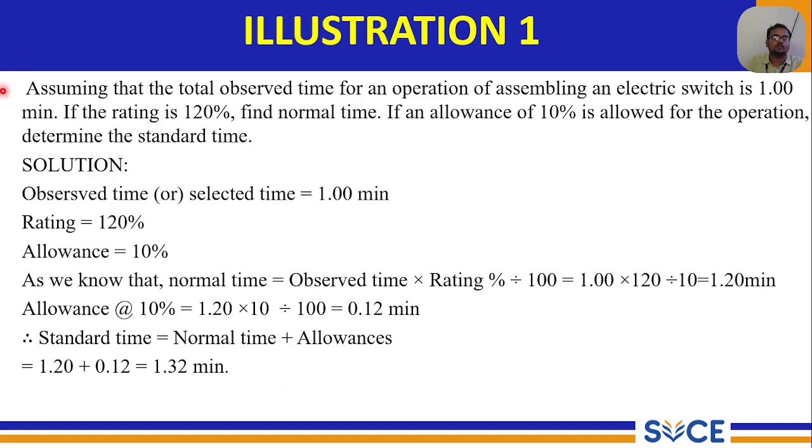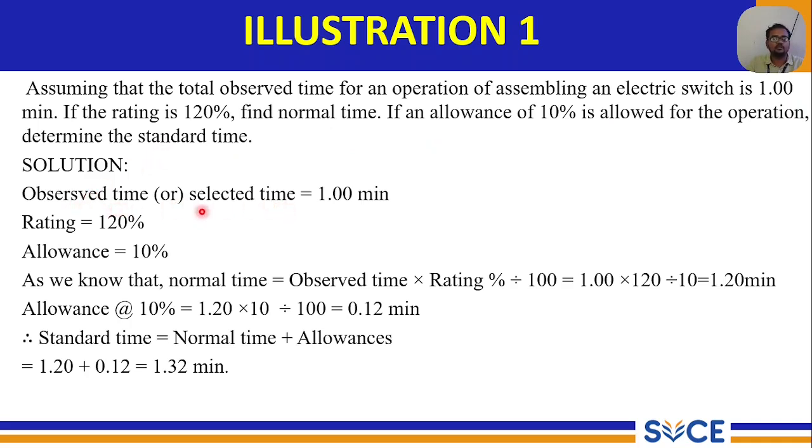We'll now see an example where the total time for an operation, the assembly of an electric switch, is considered to be 1 minute, and the rating is 120%, which means that it is above the ideal limit. We have to find the normal time, and if the allowance provided by the company is 10%, then we have to find what the standard time is.